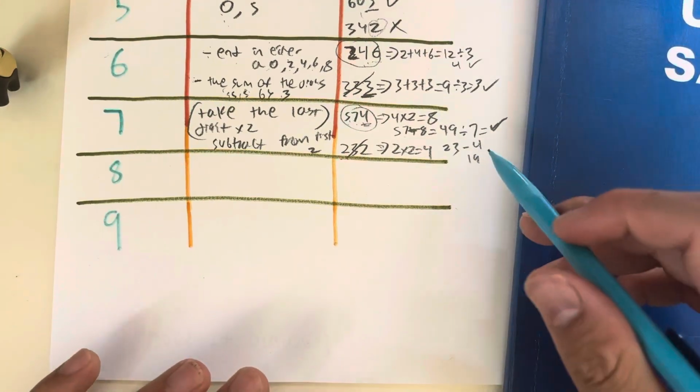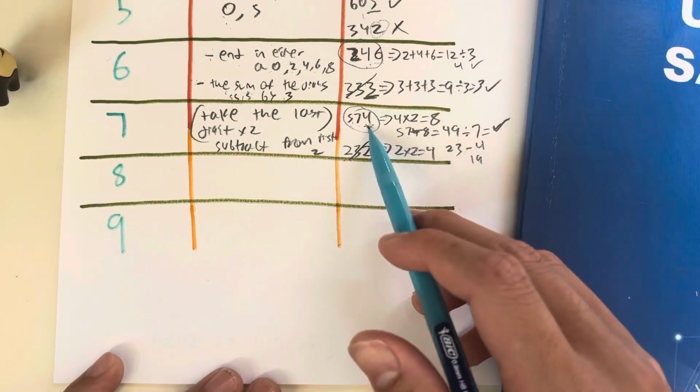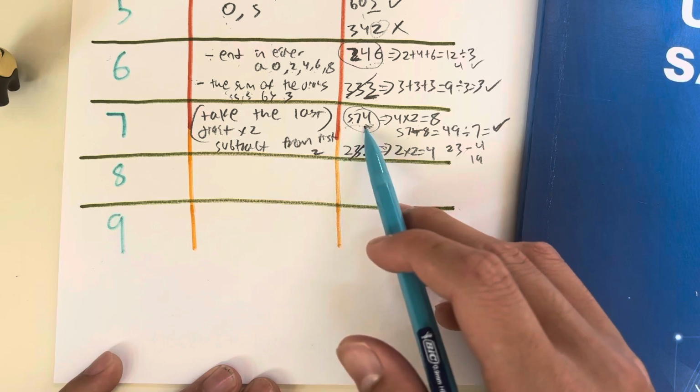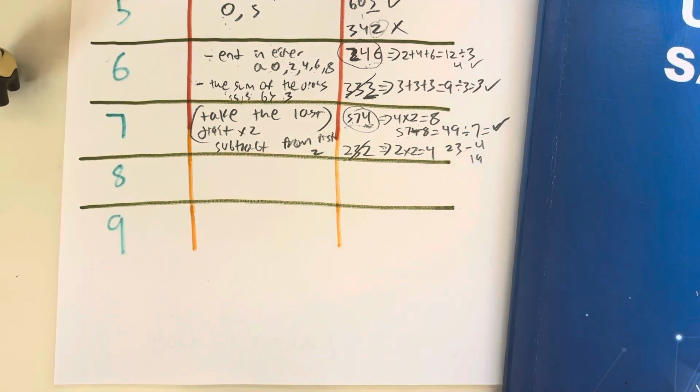This one's a little bit tricky, so review this again if you have to, but the idea is that you take the last digit, multiply by 2, subtract from the first 2 digits, and then you see if it's divisible by 7, and that determines whether or not the number itself is divisible by 7.